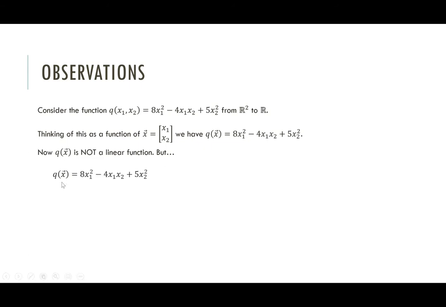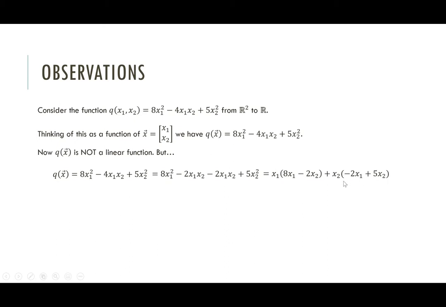consider these calculations. So this is our function, and now we're going to break this up into two equal parts. So this is just 8x1 squared minus 2x1 x2 minus 2x1 x2 again, plus 5x2 squared. Now I'm actually going to factor out an x1 from these first two terms and then factor out an x2 from these second two terms, like so.